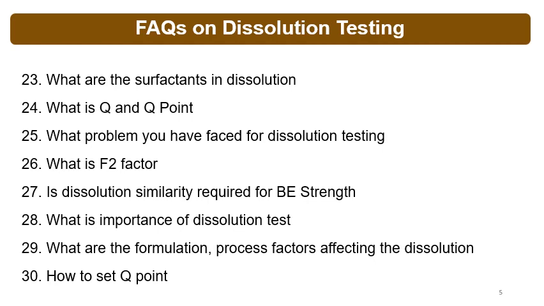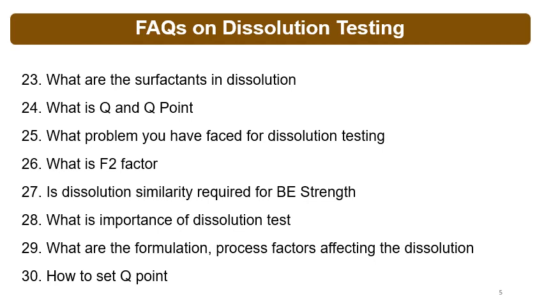What are the formulation and process factors affecting dissolution? Based on the formulation type and process type, you can give examples. For an IR tablet, concentration of binder, API particle size, disintegrant level, lubricant level, hardness level, and granulation time can have an impact on the dissolution.